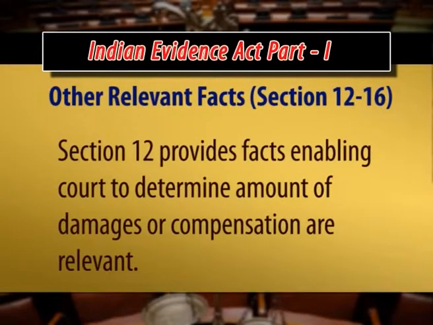The question is whether A committed a crime at Calcutta on a certain day. The fact that on that day he was at Lahore is relevant. Other relevant facts, Sections 12 to 16. Section 12 provides that facts enabling the court to determine the amount of damages or compensation are relevant. For example, at a given time, income of the victim's family, medical expenditure after an accident, etc. While Section 13 provides that facts necessary to establish a right or custom in question are relevant.